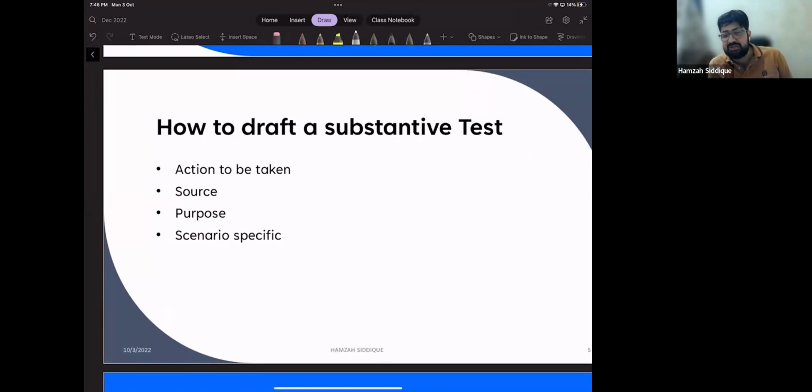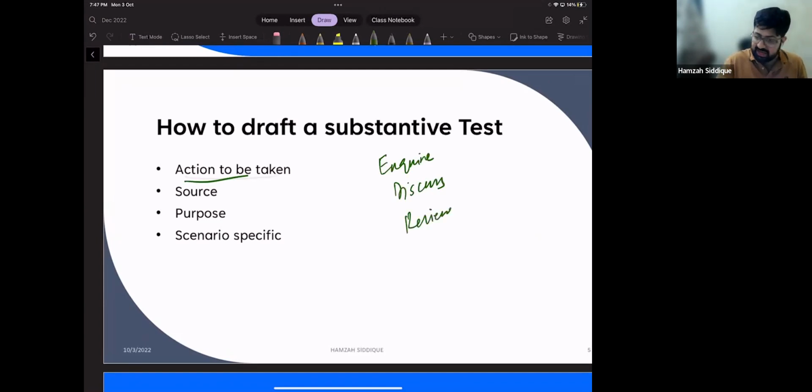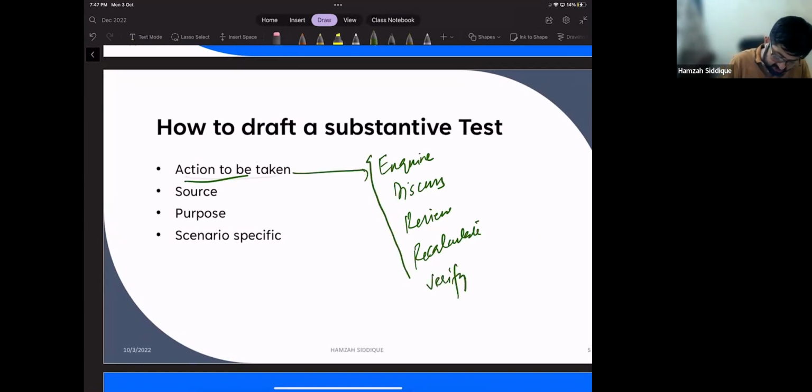Remember, a substantive test has to be drafted. It should ideally meet these four things. It is an action to be taken. So it starts with inquire, discuss, review, recalculate, verify. Basically, they are the actions to be taken.